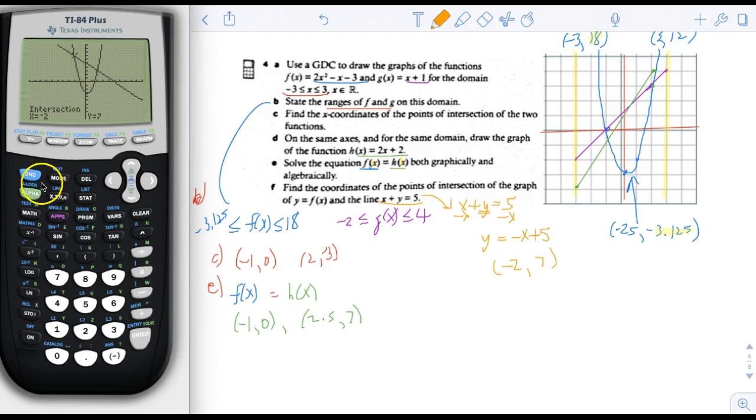And the other intersection would be this one here. We'll find it by doing second calc intersect number 5. First curve parabola, second curve line. Then we're going to move our cursor closer to this intersection. And the intersection is 2 comma 3. Okay. So those are 2 points of intersection between the orange line and the blue parabola. And let's move on, and then later I'll come back and I'll show you how to do part E with algebra.